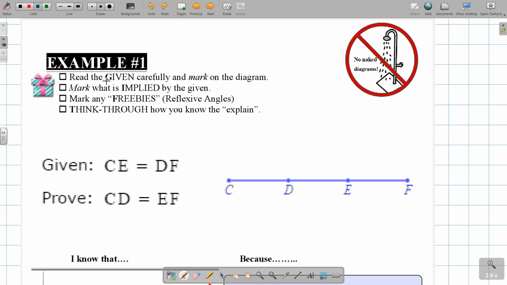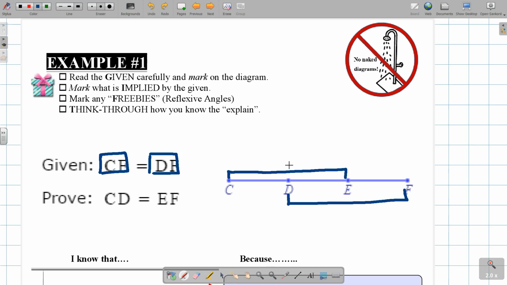Given. We're going to read the given and mark it on the diagram. So we are told that the segment CE is the same length as the segment DF. Hatch mark, hatch mark.